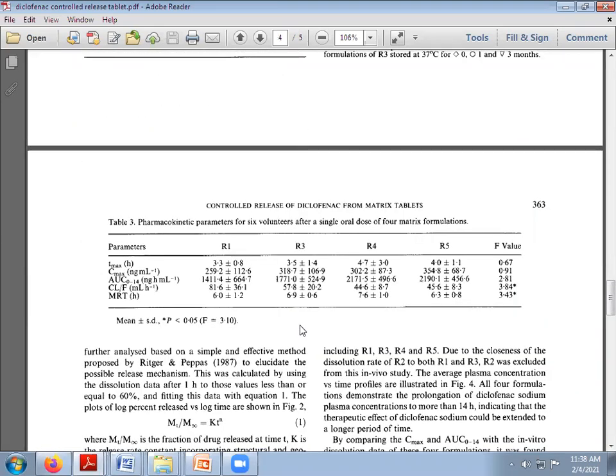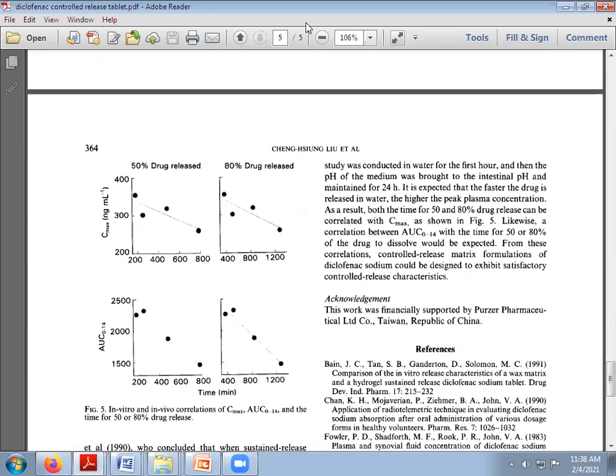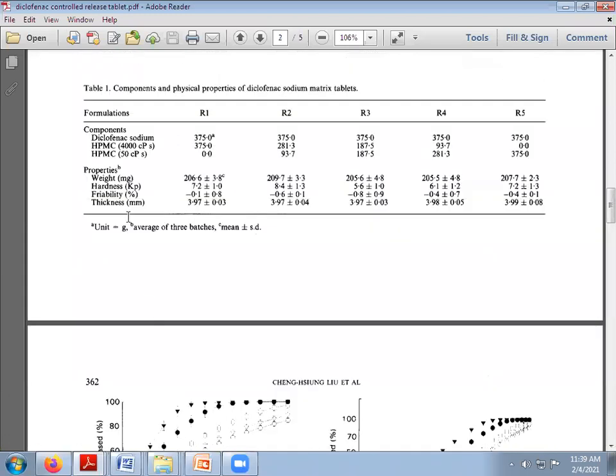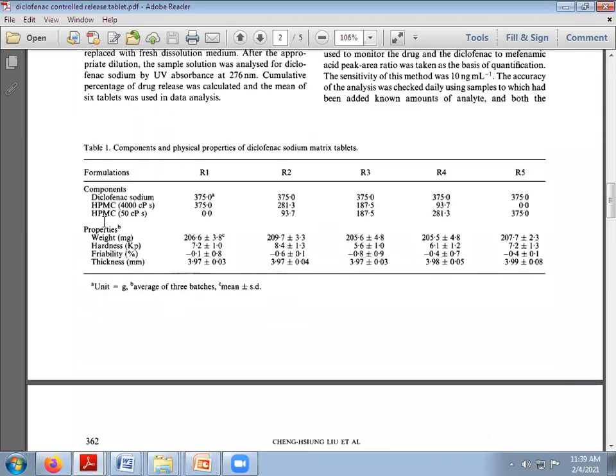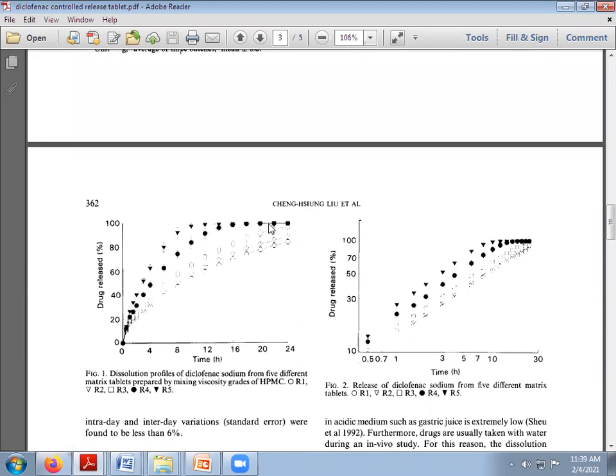At the same time, this is the graph related to the release of the drug. When the concentration of 4000 CPS is decreasing, the release is increasing. In this batch, the R1 batch, the concentration of 4000 CPS is high, so it retards the release of the drug.